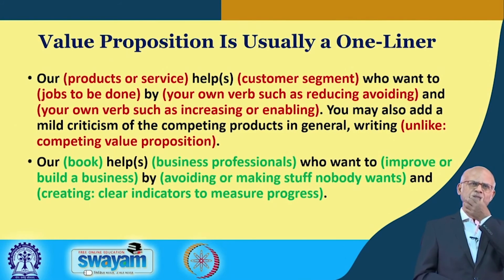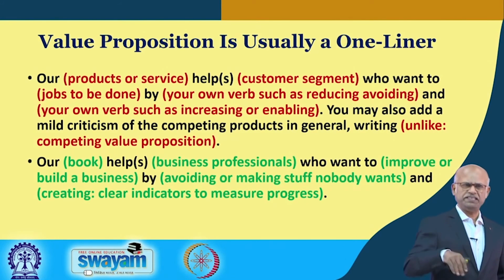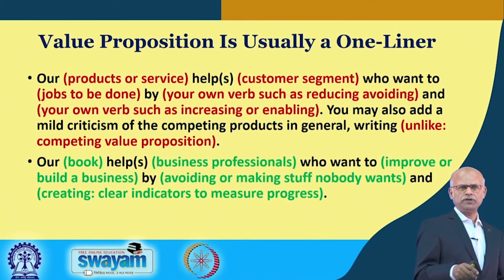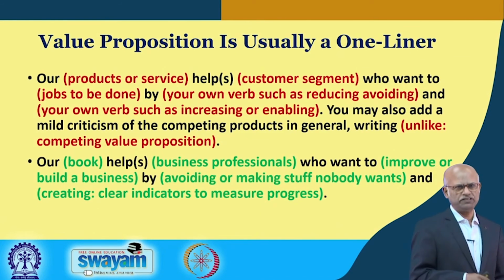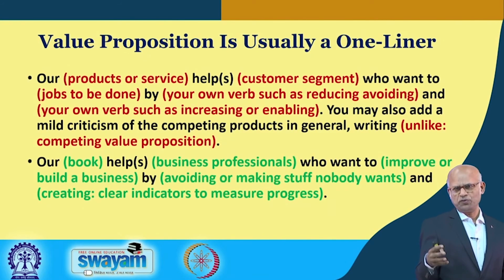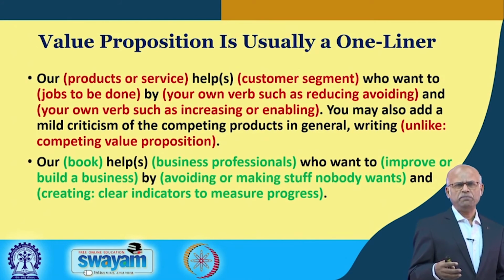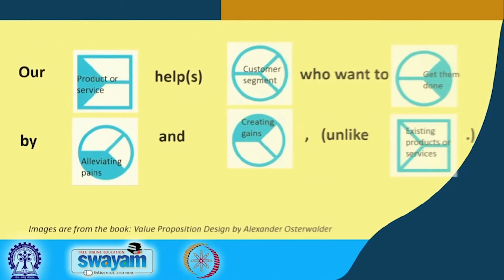Suppose you are thinking in terms of a book, say written for entrepreneurship, because Alexander's book is written for entrepreneurship. I have taken it from there. So he says, our book helps business professionals who want to improve or build a business by avoiding making stuff nobody wants. You don't want to make stuff that nobody wants, and creating maybe a product or service that will become a winner, something like that.